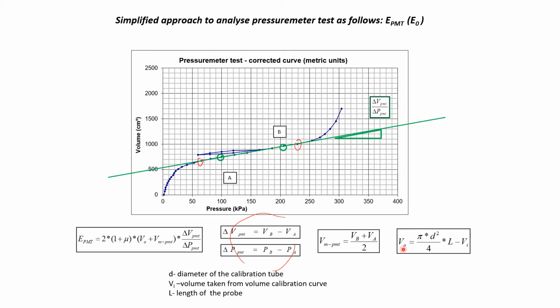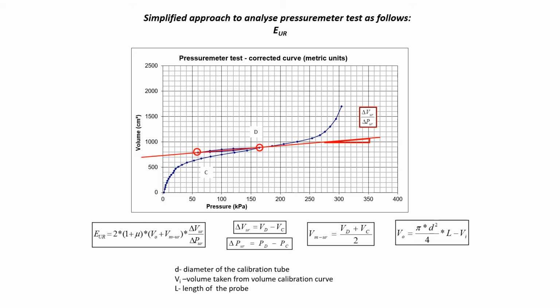And you calculate V naught, the initial volume of your probe. This information is provided by the manufacturer. They know the length, diameter, and Vi, the volume taken from calibration, so I'm not going to discuss it in this lecture, okay? And you calculate your Pressuremeter modulus. Exactly the same approach is taken for calculating the rebound modulus. The only difference is you take your tangent line or secant line to your rebound.